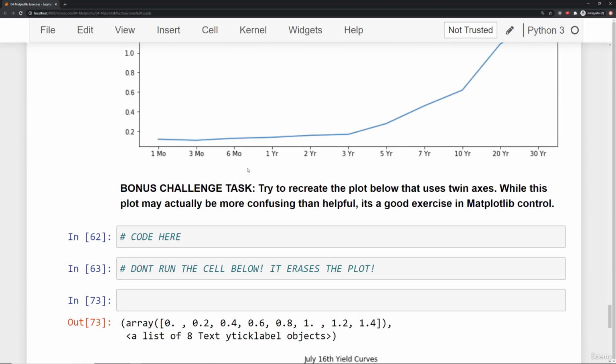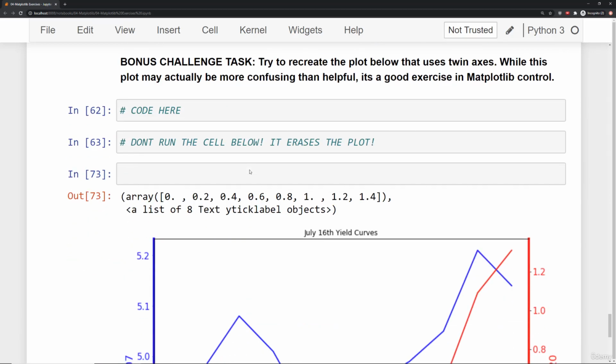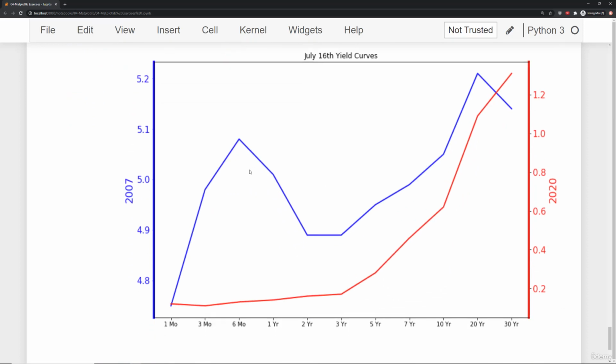And then finally, the bonus challenge task is to see if you can recreate the plot below that uses twin axes. Keep in mind, this plot actually may be more confusing in real life than it is helpful, but it is a good exercise in Matplotlib control, and you should be able to check out the extra notebook we have there for you that has some hints as far as how you can make a plot like this. Essentially what this shows is the y-axis for blue is on the left-hand side, and the red axis for the 2020 yields is on the right-hand side. This allows you to compare the curves themselves versus their actual distinct values.